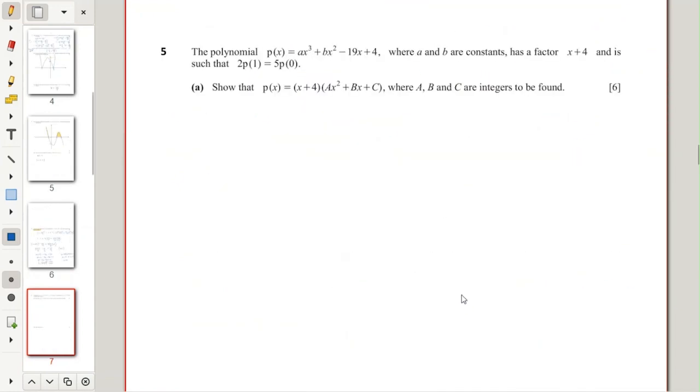Question 5. Question on polynomial. All right, now they say that a and b are constants, and it has a factor x plus 4. So when x plus 4 is a factor, that means x is going to be equal to negative 4, right? So I'll put this one. If I put that value in my polynomial, I should get 0. So now let's try this one and see. I'm going to put it here.